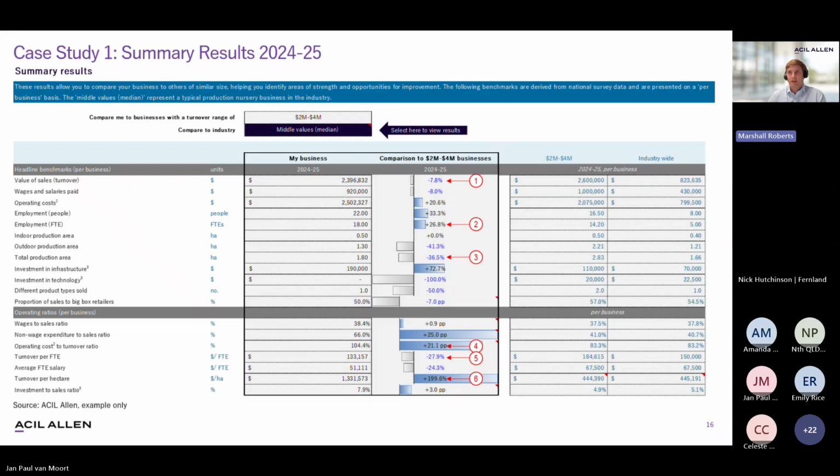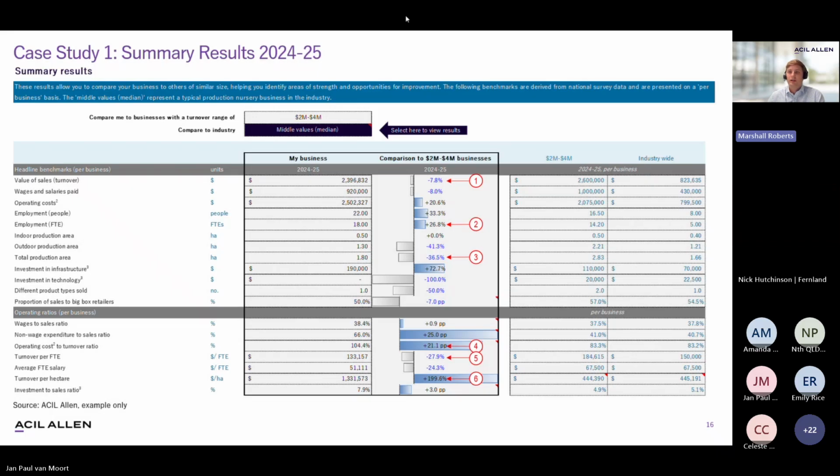And at item 4, we can see that their operating cost to sales, which includes wages, of 104% is around 21% higher than its peers. And this indicates an operating loss in this current year presented. At item 5, we can see turnover per full-time employee. We can see that this figure is 28% lower than their peers, which may imply some level of overstaffing, but certainly something to flag for this business.